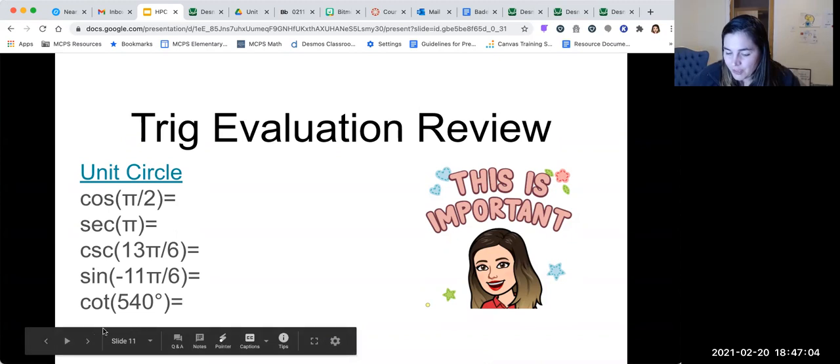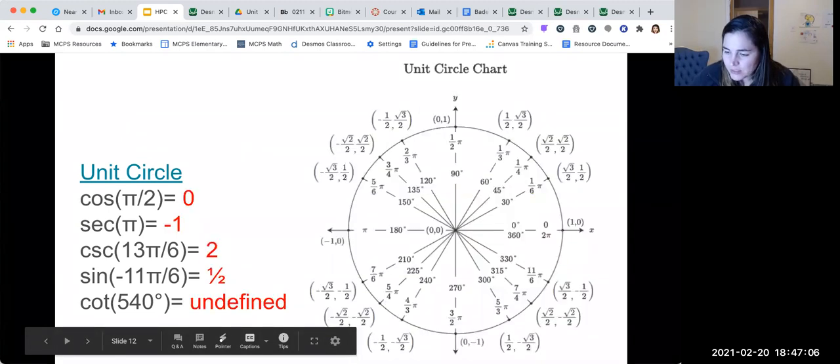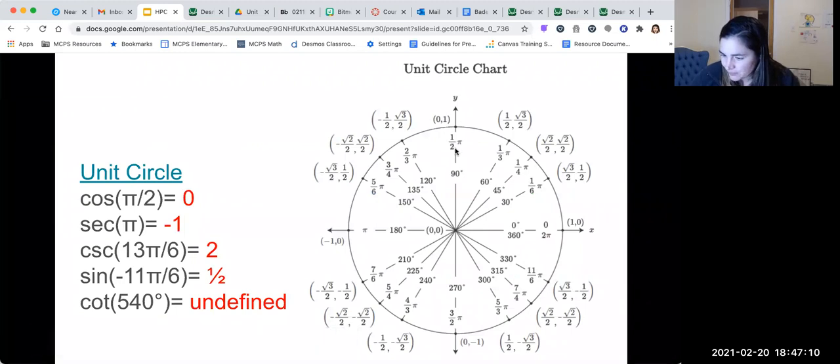Okay, so I'm going to go ahead and go forward. Okay, so here's our unit circle chart. Pi over 2 is right up here, 90 degrees, (0, 1). So that cosine value will be 0, right? 0 over 1 will just be 0. Secant of pi, so down over here on the x-axis, secant is 1 over cosine, right? Or r over x, if you want to think about it that way. So that's also -1.